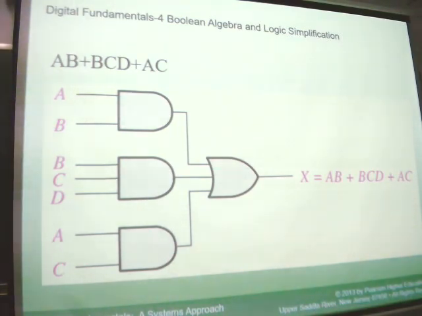First, we use an AND gate to generate the product term. AB uses an AND gate. BCD uses an AND gate. AC uses an AND gate. And then we use an OR gate to add the three product terms.